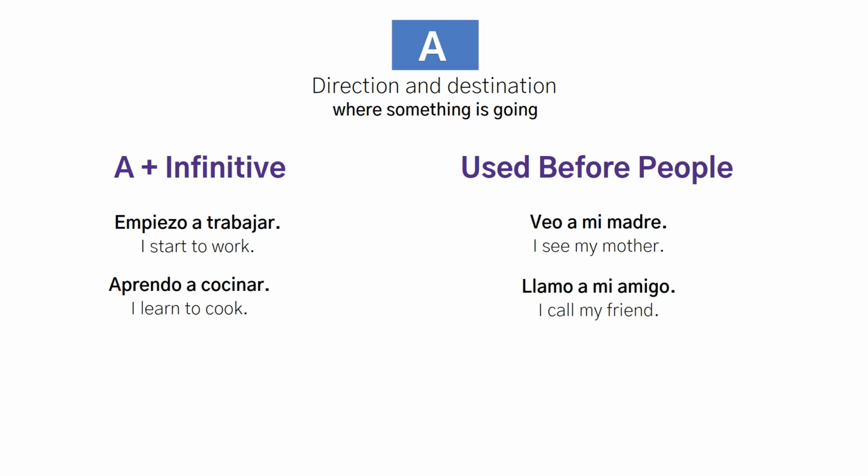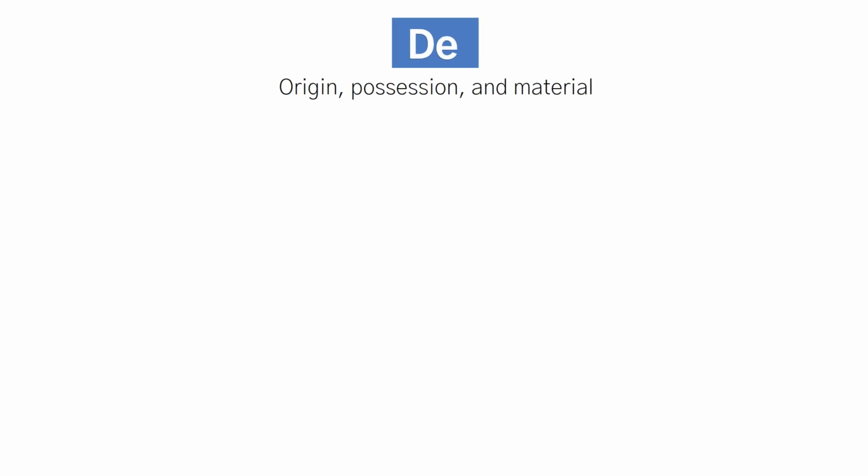When the direct object is a person, a steps in before them. This might feel strange at first, but you'll encounter it so frequently that it will become automatic. De expresses origin, possession, and material. It's the word you reach for when something comes from somewhere, belongs to someone, or is made of something.